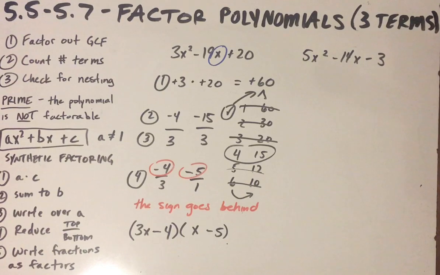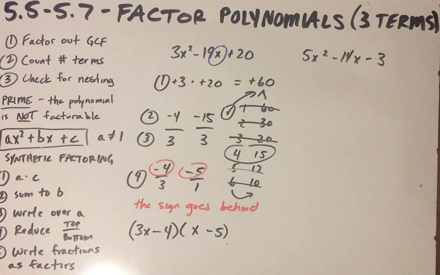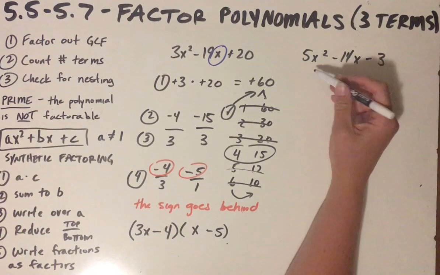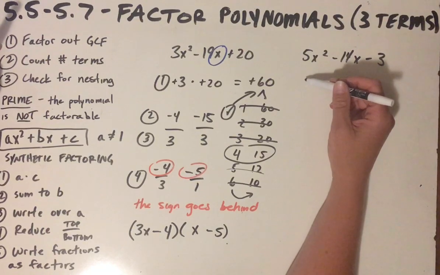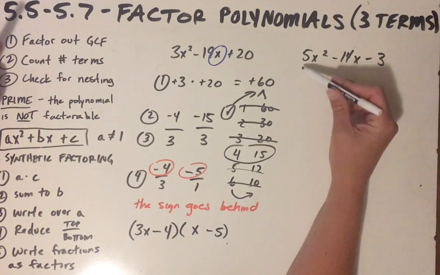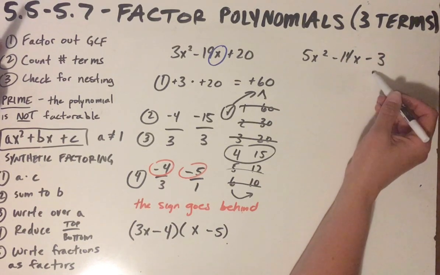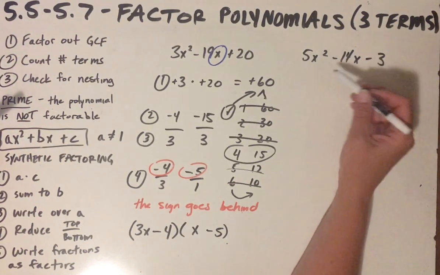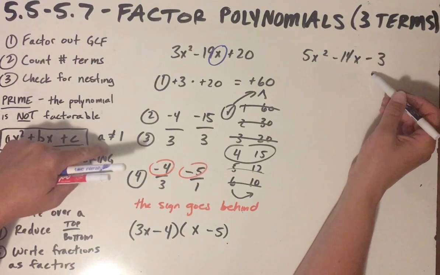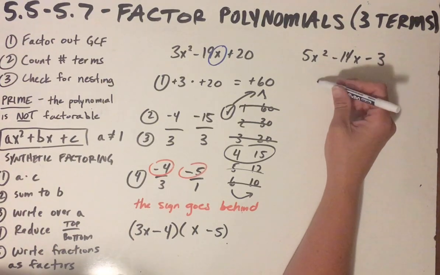We'll go through maybe 2 or 3 more of these, just so we can get the hang of this. We've got this next problem here: 5x squared minus 14x minus 3. No matter what method I'm going to use, first I'm always going to say, is there a GCF? 5 is prime, 14 only has factors of 2 and 7, and 3 is prime. So these do not have a greatest common factor. So this is indeed a 3-term polynomial that has a coefficient that is not 1 and also no GCF. So I'm going to say I'm using synthetic factoring.